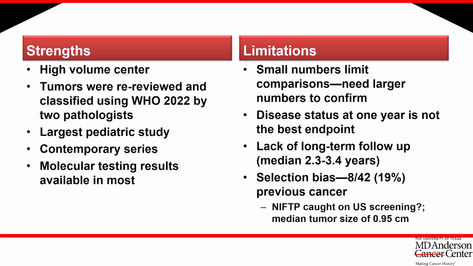And one thing, I think there may be a little bit of selection bias here. 19% of these patients had been previously treated for another cancer and were being prospectively monitored, I would presume, with neck ultrasonography. And if you look here at the NIFT-P group, it's interesting, the median tumor size was 0.95 centimeters. So to me, I think that suggests perhaps some of these tumors were picked up on prospective ultrasound screening. So we have to be aware there might be a little bit of a selection bias here.